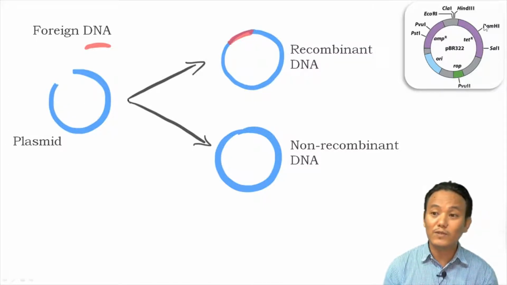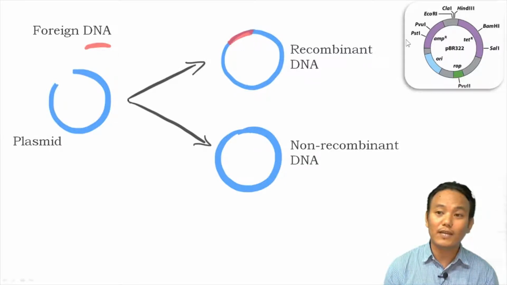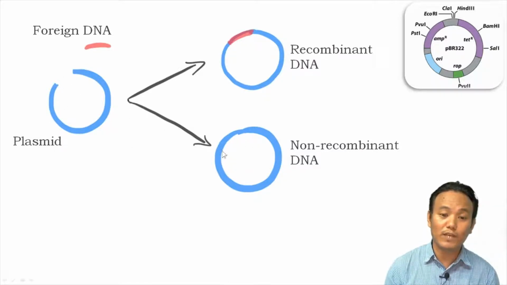Now remember, since we used BamHI, it will insert the foreign DNA right in the middle of the tetracycline resistant gene, thereby inactivating the tetracycline resistant gene. Now this is called recombinant DNA. In the mixture, we also have those plasmids or vectors which have failed to take in the foreign DNA, and they are called non-recombinant DNA.